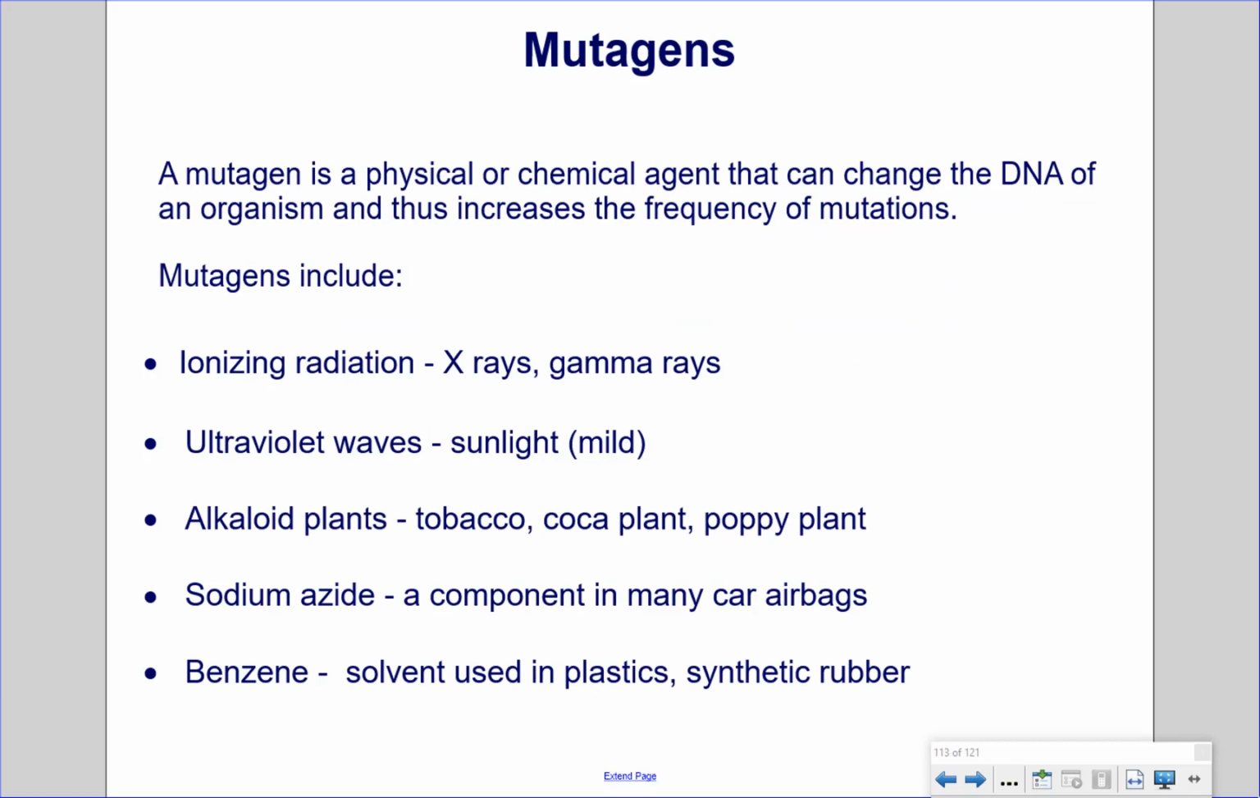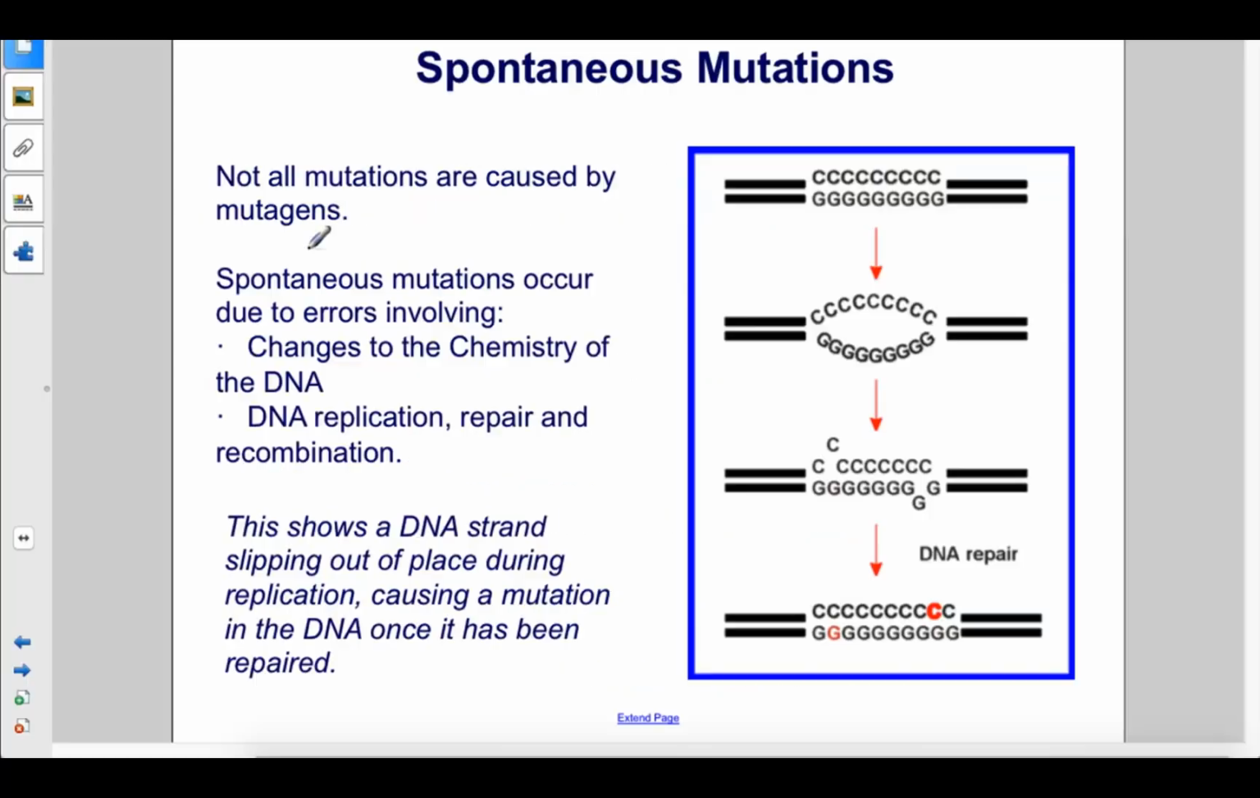Mutagens. A mutagen is a physical or chemical agent that can change the DNA of an organism and thus increases the frequency of mutations. Mutagens include ionizing radiation, such as X-rays and gamma rays, ultraviolet waves from sunlight, alkaloid plants, including tobacco, cocoa plant, and poppy plant, sodium azide, a component in many car airbags, and benzene, a solvent used in plastics, synthetic rubber. Not all mutations are caused by mutagens.